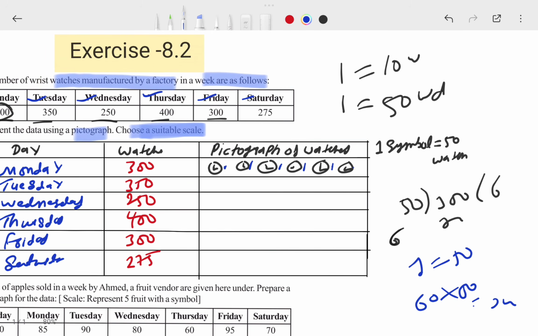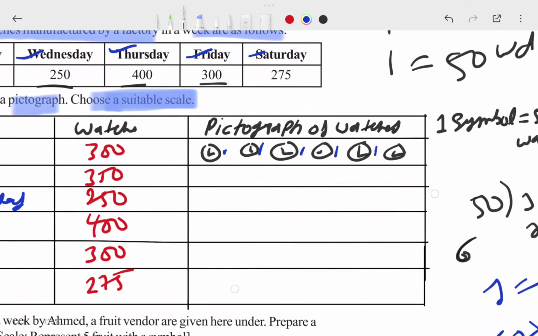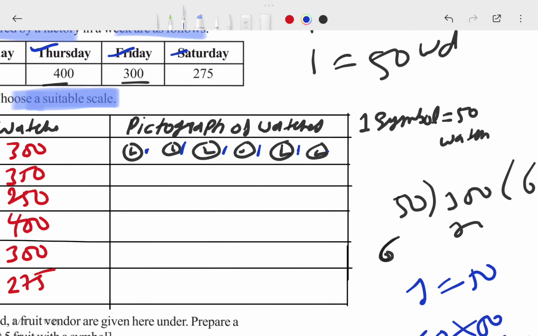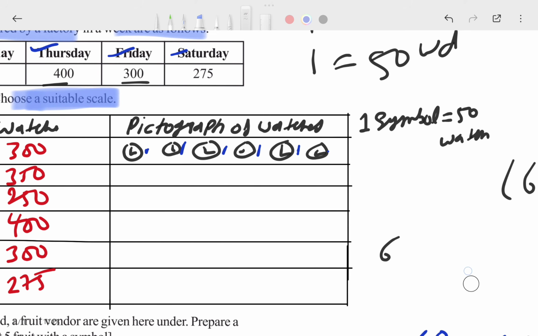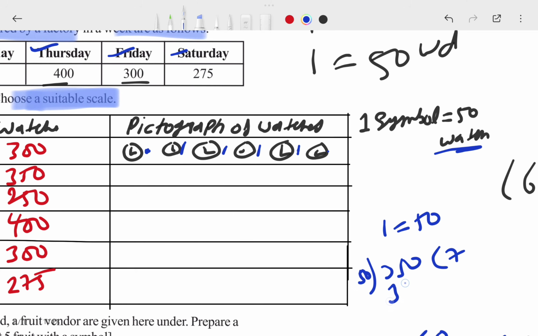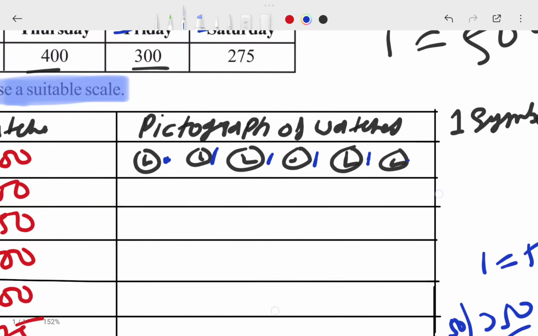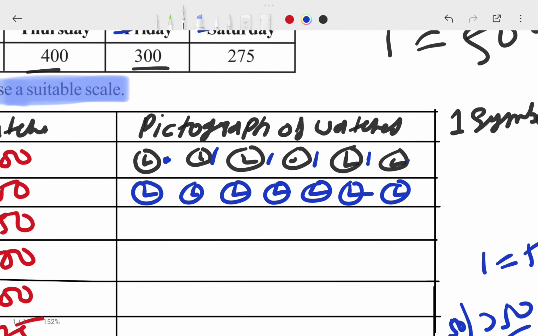Okay, it's over, right? So here how many pictures will there be? Here 7 pictures we can create if you divide by 50. Here we are taking one symbol, one picture, equal to 50 watches. Then this is 350. So divide by 50, it is going to be 7 pictures. So here we are going to create 7 pictures. This is one picture, this is another, another, another, 1 2 3 4 5, and this is 6, and this is 7 pictures we created here.